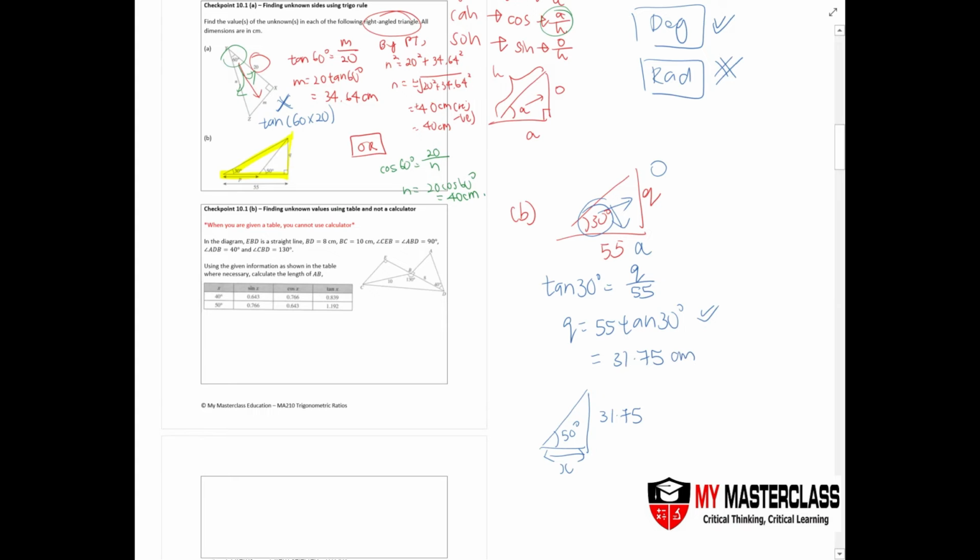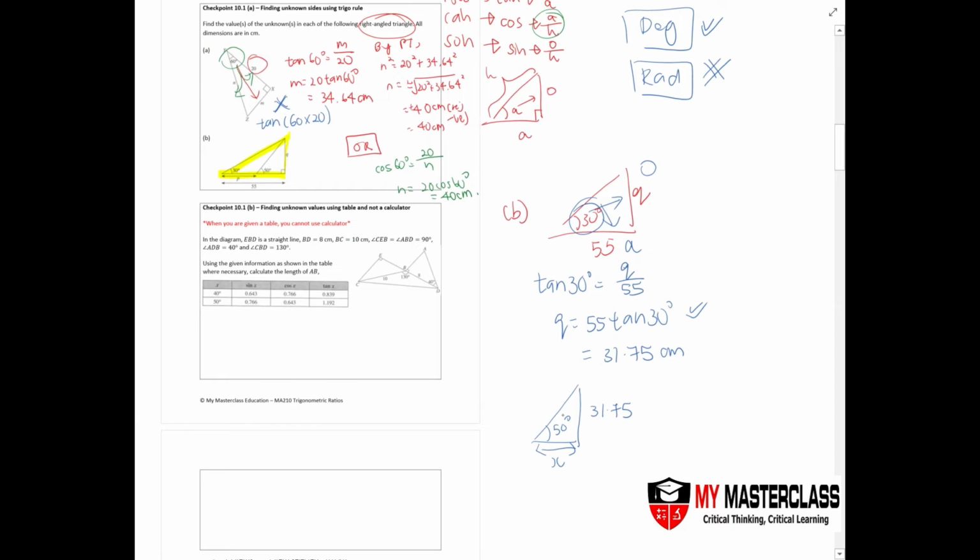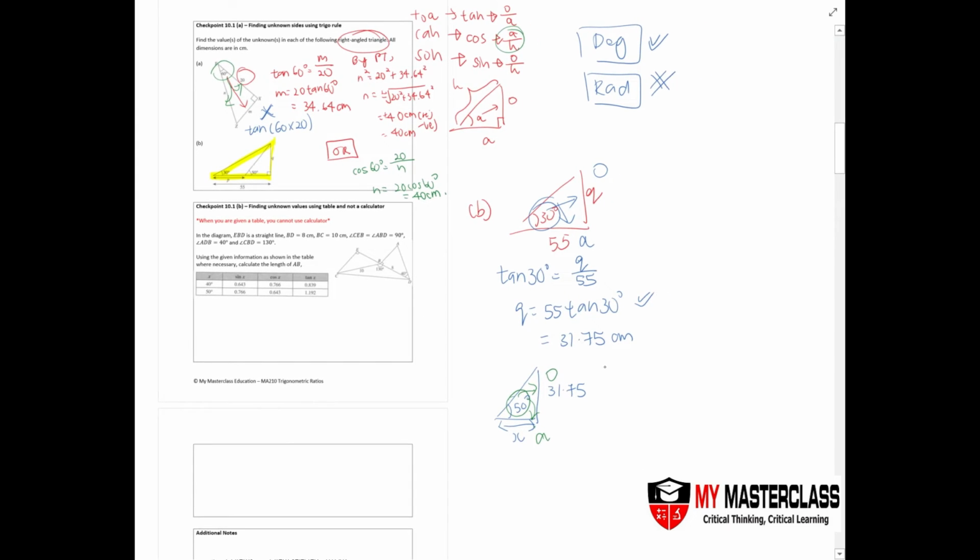Remember your units. Now let me change color. Again, circle your angle. This is opposite, this is your adjacent. As long as it's not the longest length, it is either opposite or adjacent, so be very careful with that. Opposite over adjacent gives you tangent. Tangent 50 equals 31.75 over X, letting X be this particular length. So you will have X equals 31.75 multiplied by tangent 50.